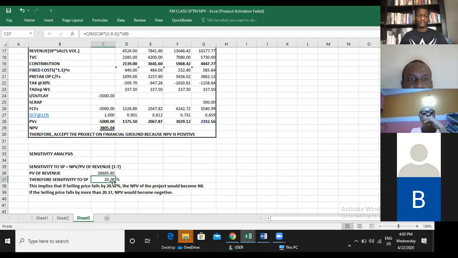In the discussion of that, we said that this calculation we've done implies that if the selling price should fall by 20.37, the value we've computed, then the NPV will become negative. That's of course keeping all other factors constant. And we said that we can also say that if the selling price falls by more than 20.37, then NPV will become negative.